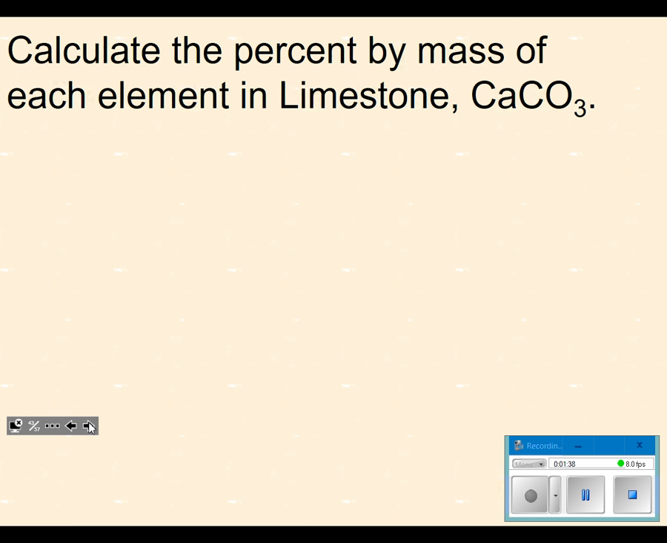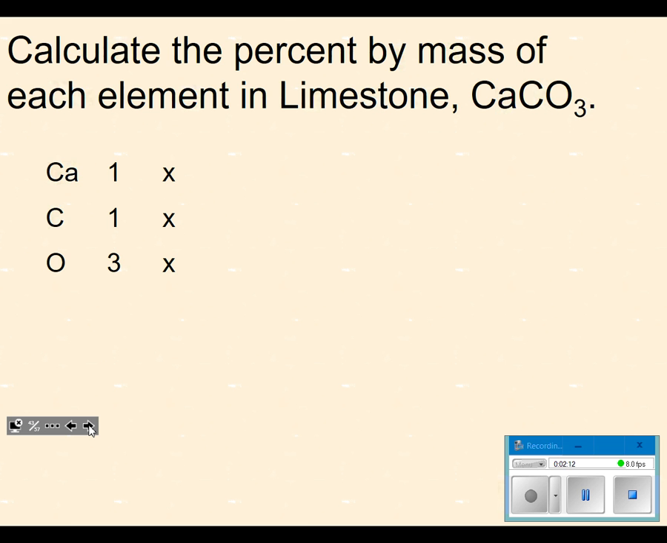So calculate the percent by mass of each element in limestone. Limestone's formula is CaCO3, which is also known as calcium carbonate, which is the same thing as chalk, which we did in our lab. So we first have to break it down and just find the molecular mass. So calcium, carbon, and oxygen are our 3 elements that are present. There is 1 calcium, there's 1 carbon, and there's 3 oxygens.